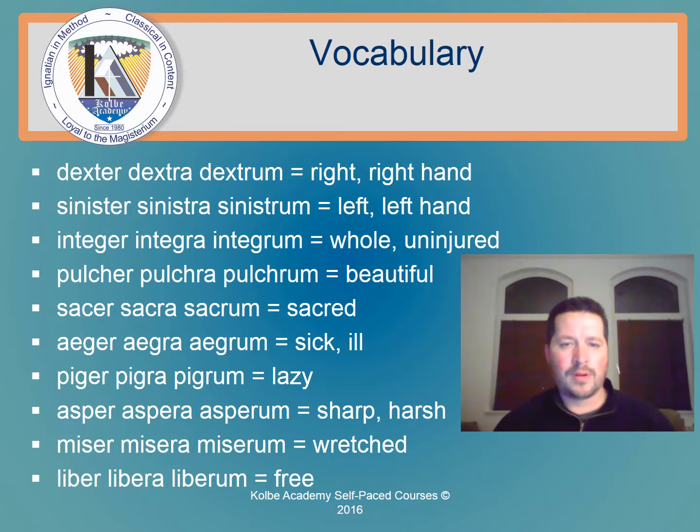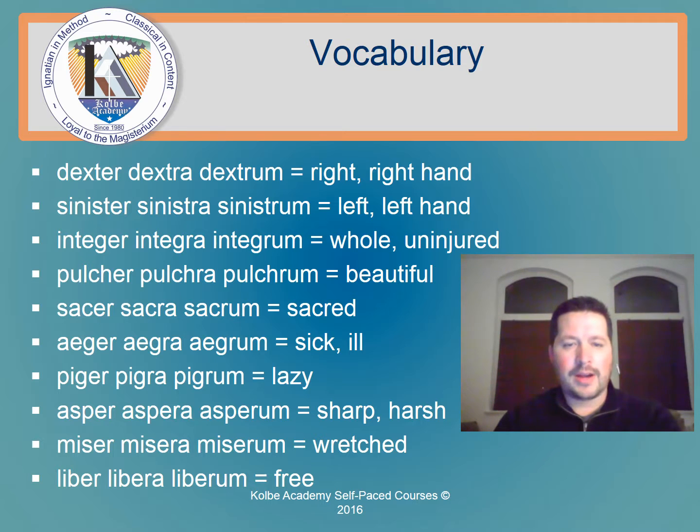And then pulcher, pulchra, pulchrum means beautiful. Also a very common word in Latin. Sacer, sacra, sacrum, sacred. And so if you read church Latin, or the church fathers, and even quite a bit in classical Latin, you'll see this word. And as you notice, each one that we've covered so far has had this contraction. So sacer becomes sacra, sacrum. Sacred and sacrifice are derivatives.